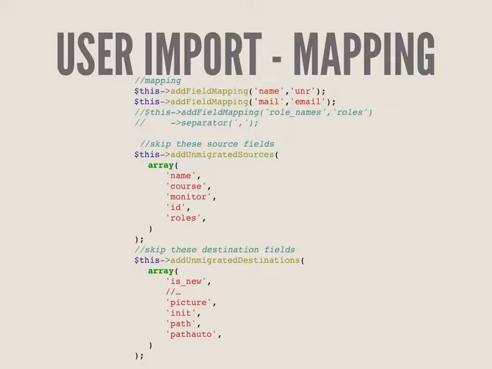And here again, another example of mapping. For instance, the target name property will get its information from the UNR, and it will skip a lot of columns to migrate.